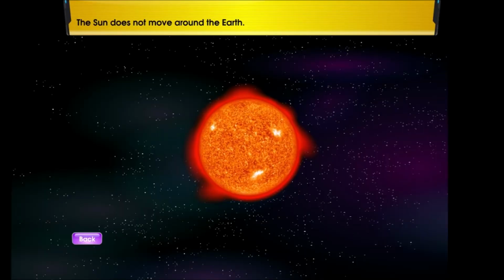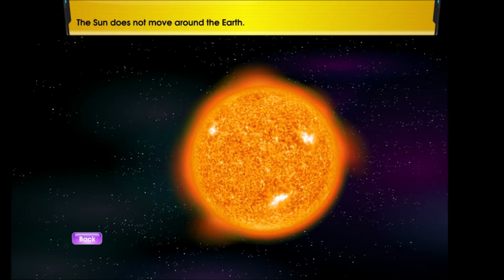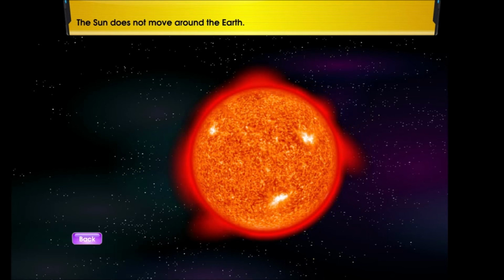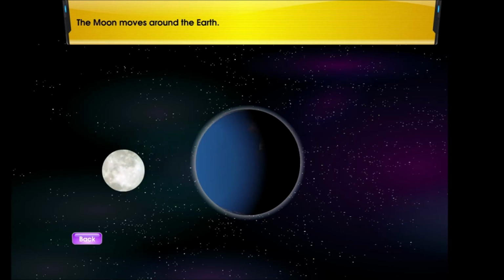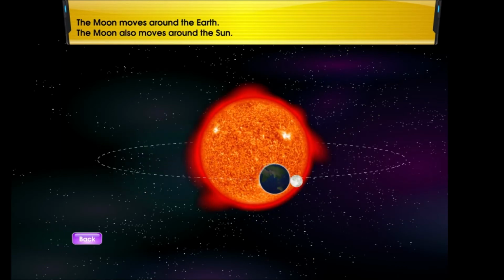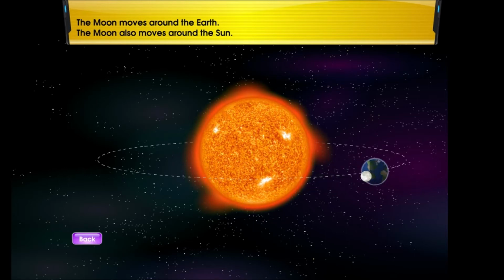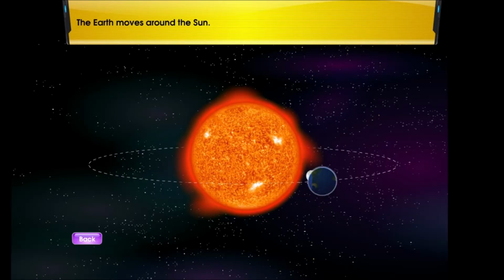The sun does not move around the earth. The moon moves around the earth. The moon also moves around the sun. The earth moves around the sun.